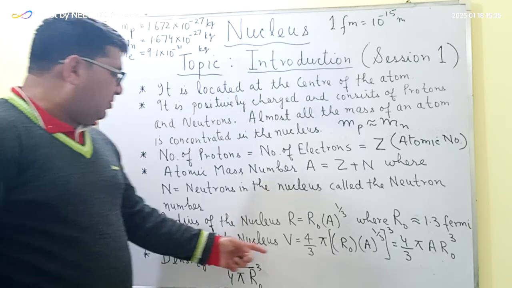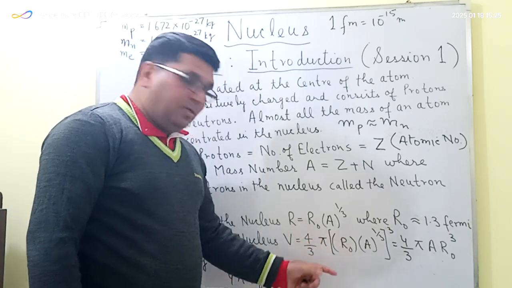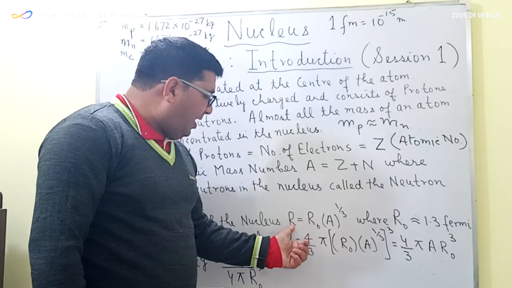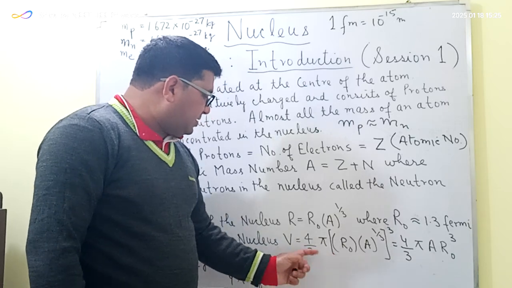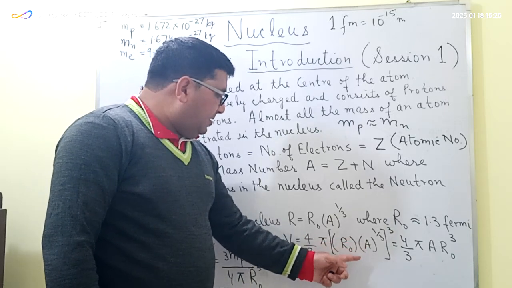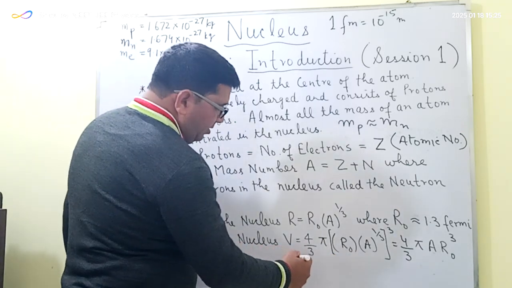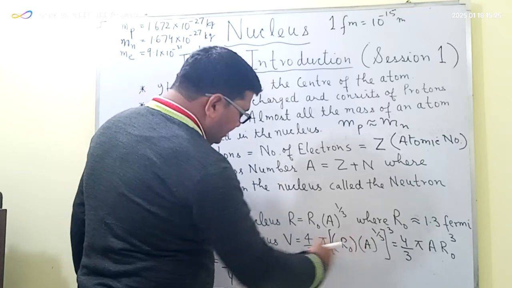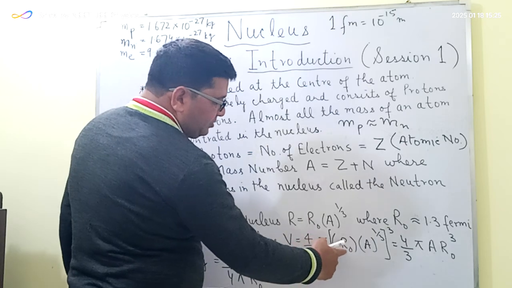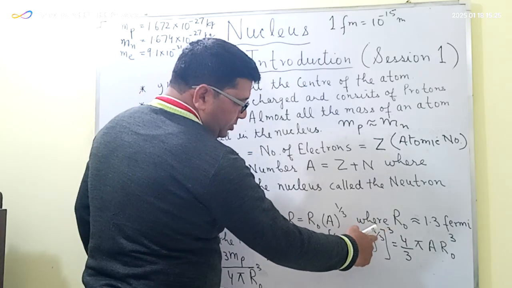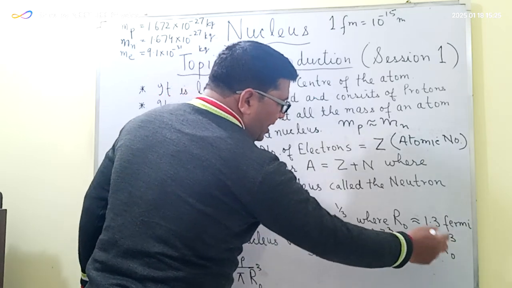So the volume of the nucleus is given by V is equal to 4 by 3 pi R cube. Now I have simply substituted the value of R as R naught into A to the power 1 by 3 in this equation, and I will be getting the volume as 4 by 3 pi A R naught cube, because A to the power 1 by 3 into 3 will be equal to A. So finally the volume will be equal to 4 by 3 pi A R naught cube.